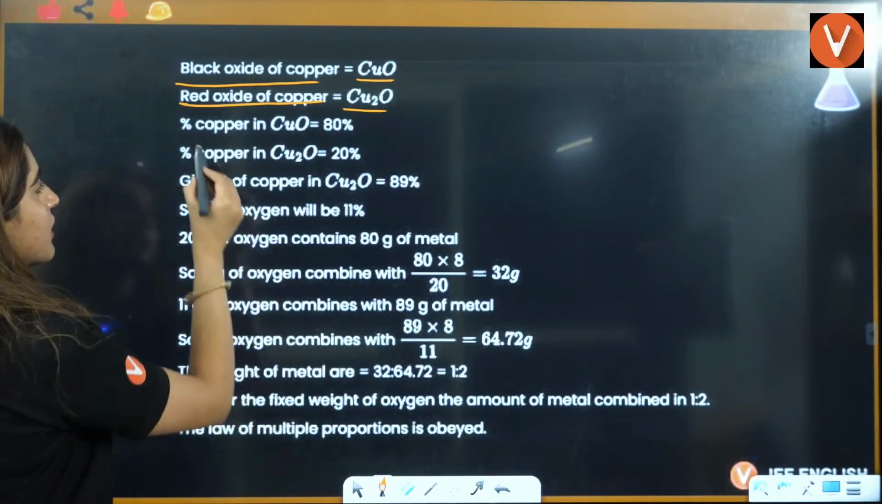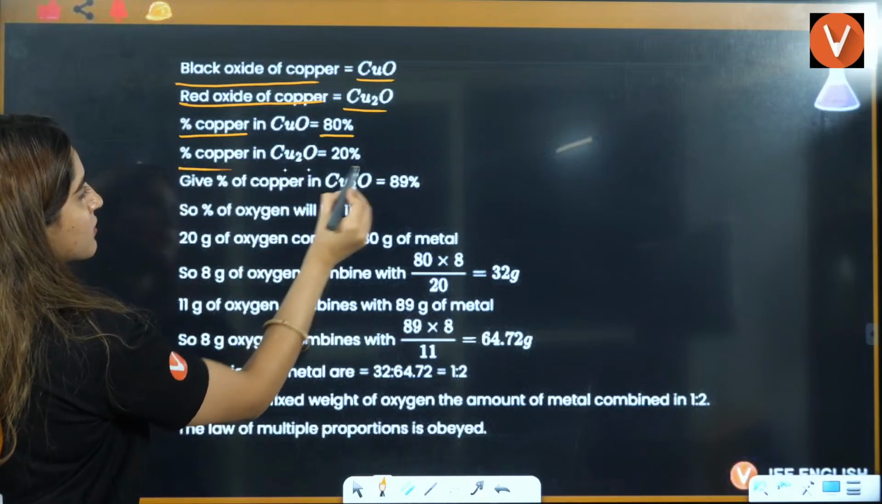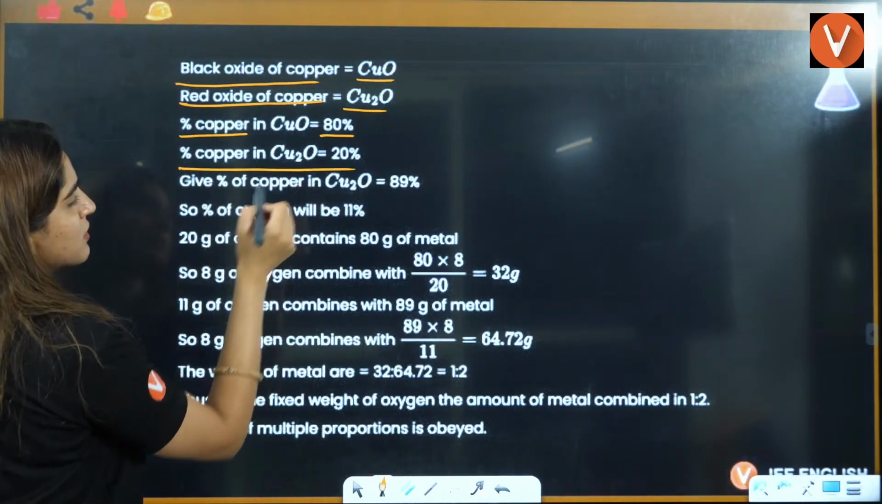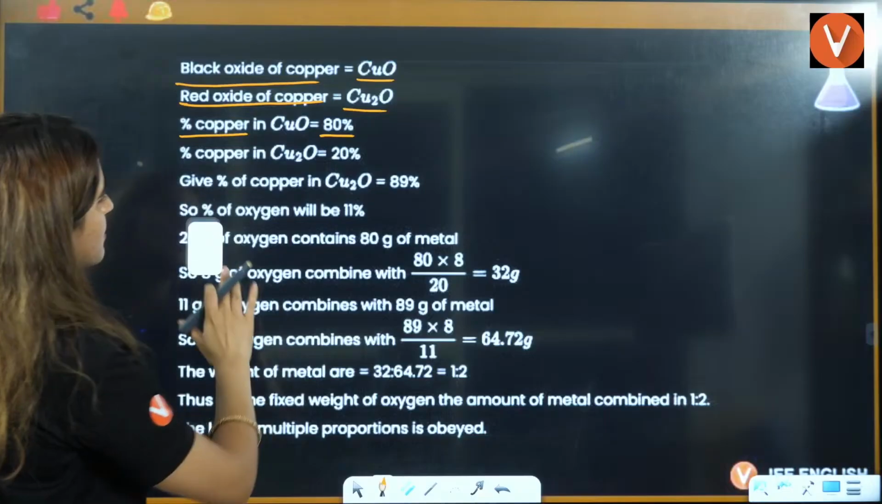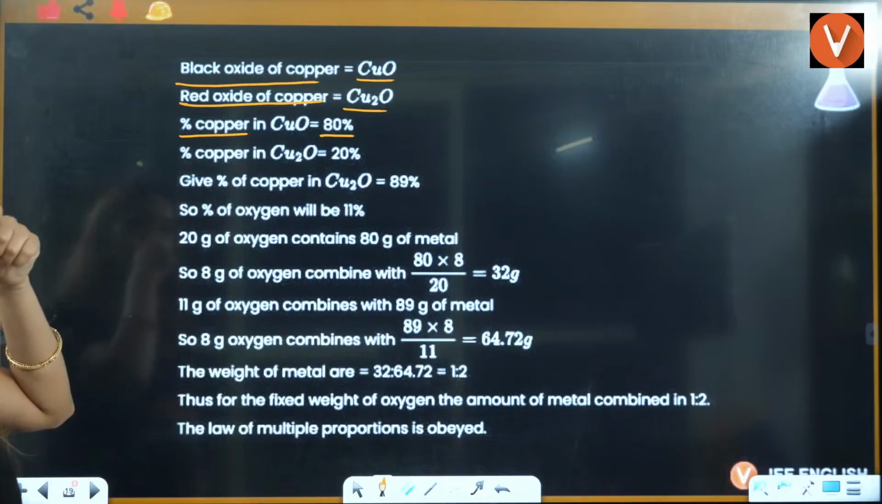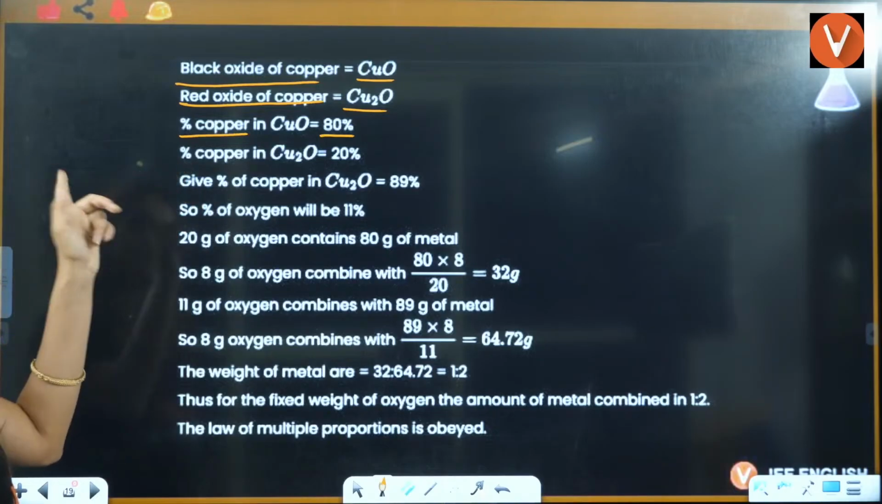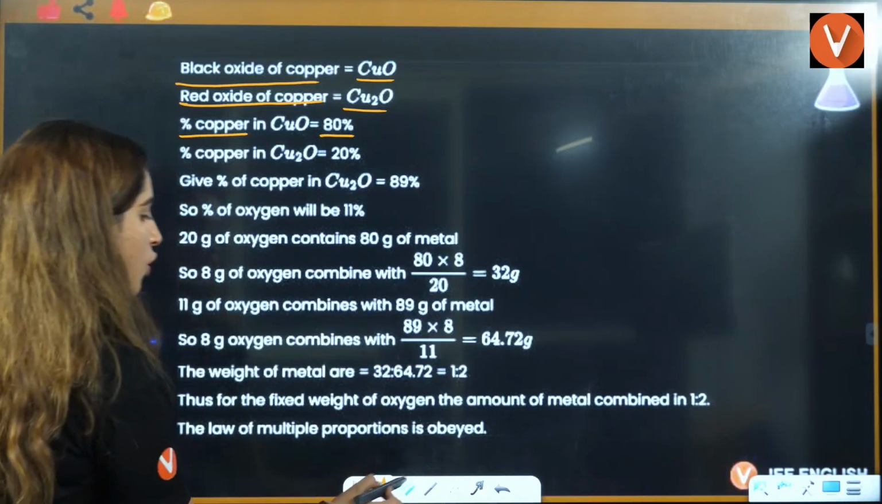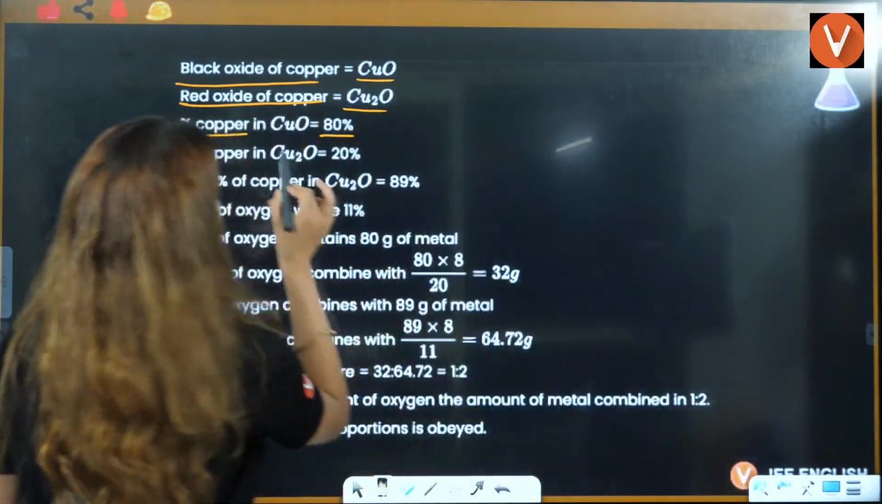Now if you see this here, percentage of copper is 80. This is percentage of copper in this is 20%. Wait a minute. No. I think this should be percentage of, not this. Percentage of copper in this. This is wrong, right? Let me just correct it here.